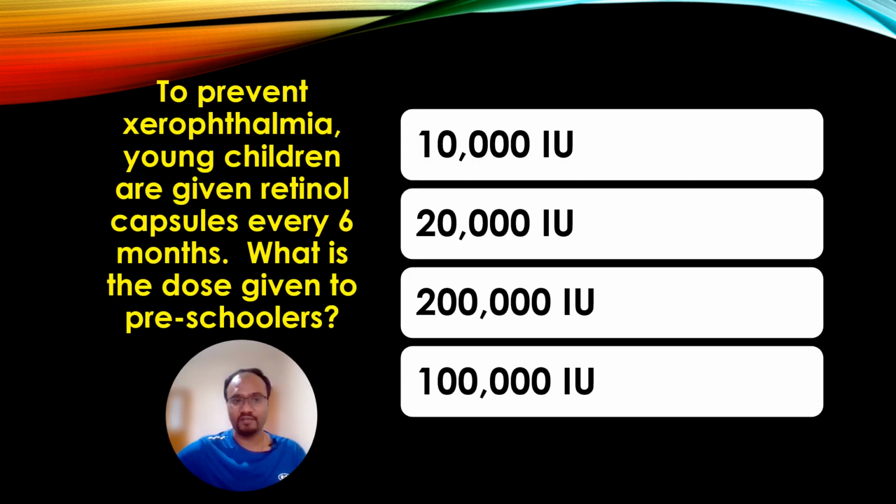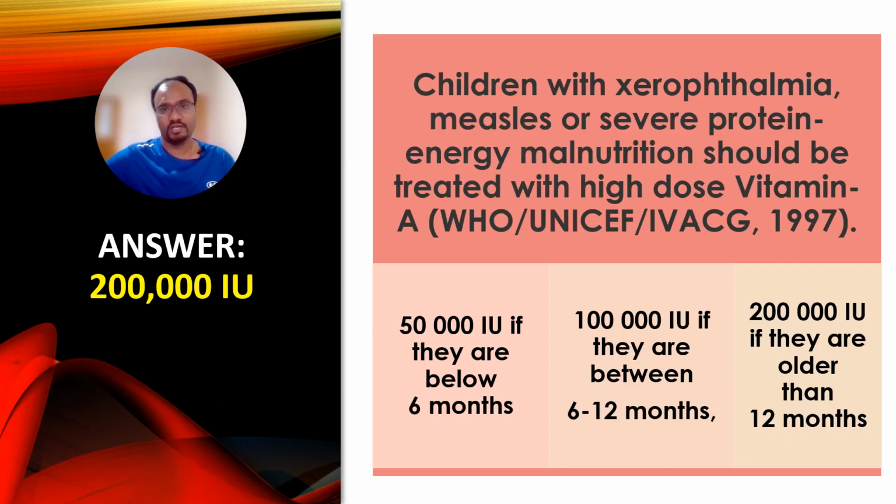To prevent xerophthalmia, young children are given retinol capsules every 6 months. What is the dose given to preschoolers? And the options are 10,000 international unit, 20,000 international unit, 2 lakh international unit, and 1 lakh international unit. And the correct answer is 2 lakh international unit.